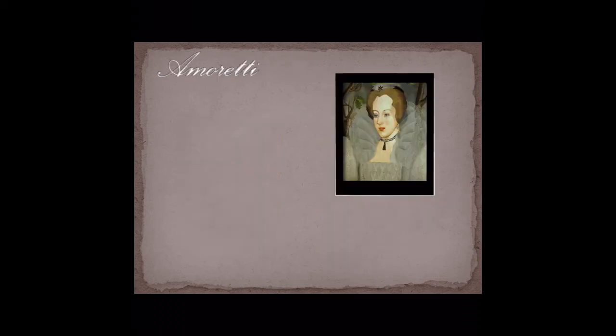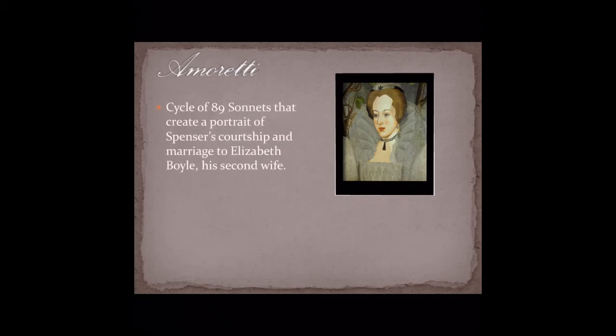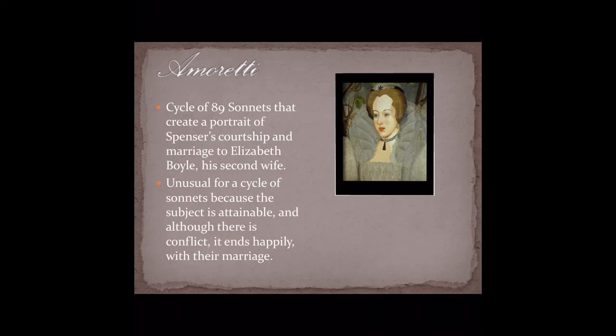Spenser's cycle of sonnets, called the Amoretti, is about his courtship and marriage to Elizabeth Boyle, his second wife, and is unusual for a sonnet series because it ends happily with their marriage. We are going to take a look at one of the sonnets and analyze it. You will want to listen carefully because you will need to analyze a sonnet on the next exam.